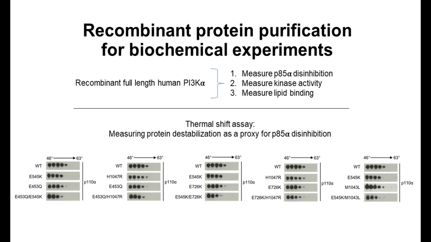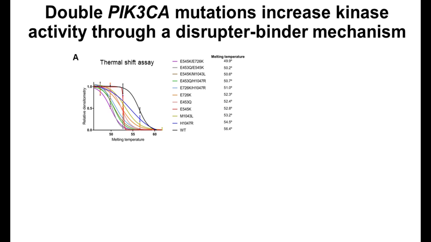And this is the raw data of our experiments. And as you can see, the double mutants, which are shown in the lowest row in each panel, denature at a lower temperature than the single mutants or wild type. This is quantified here in panel A, where you can see that the double mutants have lower melting temperatures than the single mutants or wild type.